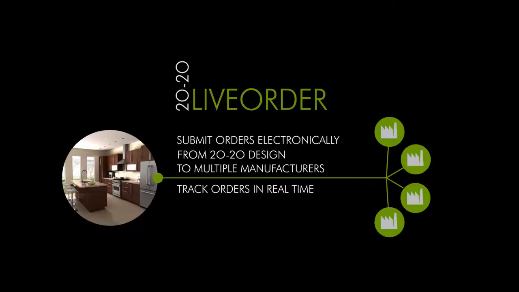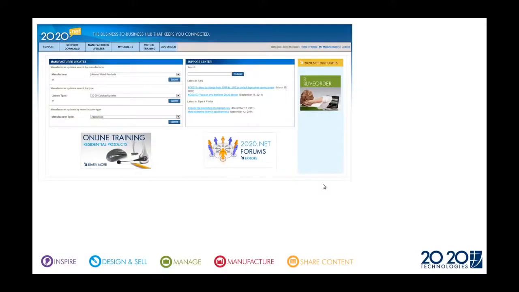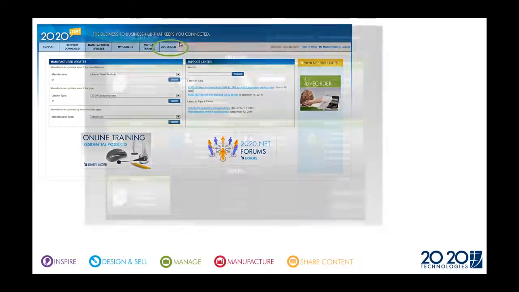Now, built into your standard 2020 V10 is a feature called Live Order. What Live Order allows you to do is take the items that are currently in this plan, your list of cabinets, manage that list, submit it as an order, and track it as an order as well. So you can instantly go out to what we call 2020.net. Each one of you will have an account for Live Order. When you choose Live Order, it'll bring up a dashboard.